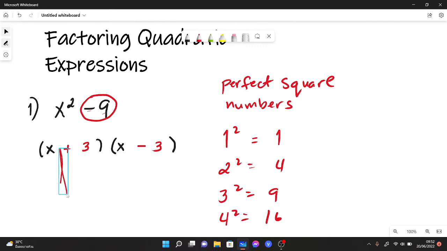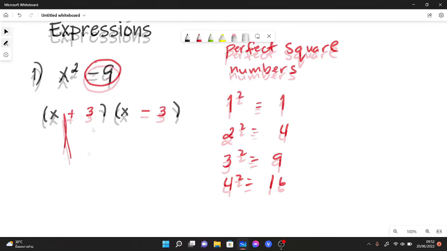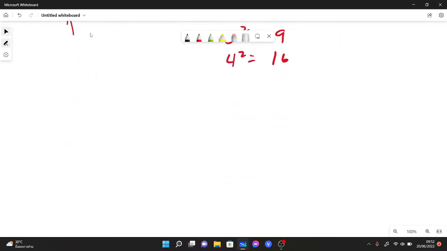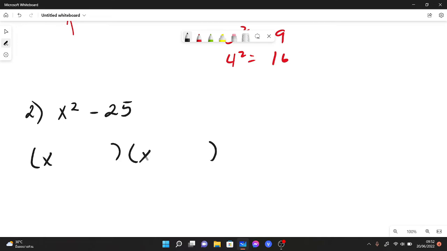Next, number 2. Another example: x squared minus 25. Prepare two sets of parentheses. So we have x and then x. For negative 25, one positive, one negative. So we have 5 and negative 5. And that's it.